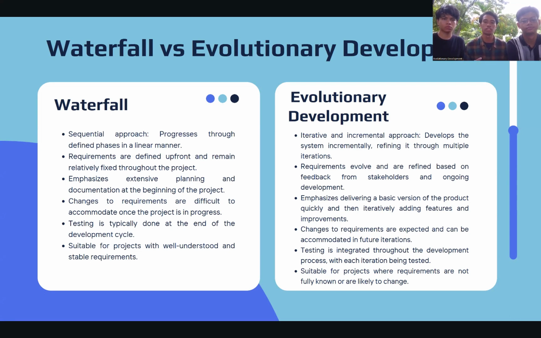However, evolutionary development emphasizes delivering a basic version of the product quickly and then iteratively adding features and improvements slowly but surely. In waterfall, changes to requirements are difficult to accommodate once the project is in progress. On the other hand, in evolutionary development, changes to requirements are expected and can be accommodated in future iterations. In the waterfall method, testing is typically done at the end of the development cycle. In evolutionary development, testing is integrated throughout the development process, with each iteration being tested.